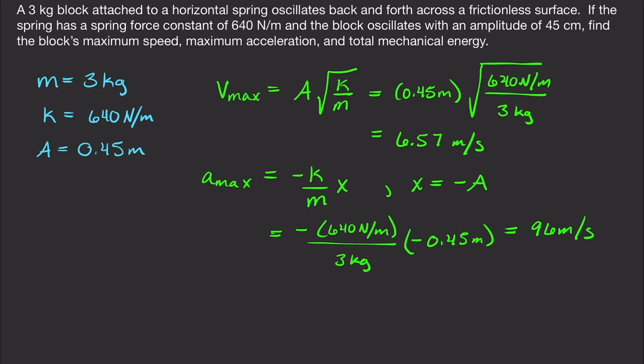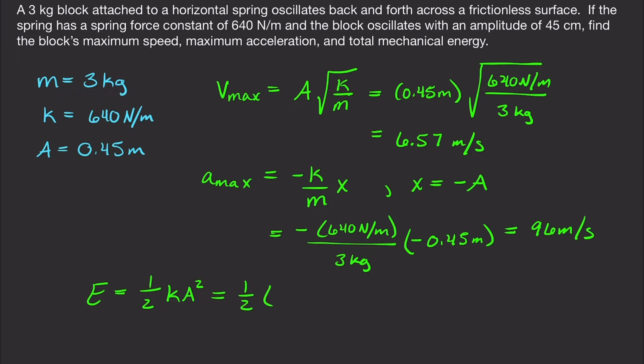So if you had plugged in just the positive amplitude, you would have gotten the same number. It would just be negative, so it would be your minimum acceleration or your maximum magnitude acceleration, just going to the left. And then our total energy is, if we know our amplitude, we can just write this as 1/2 kA squared, where A is the amplitude.